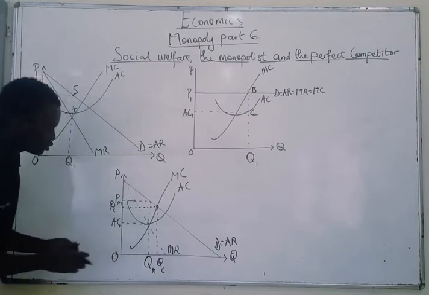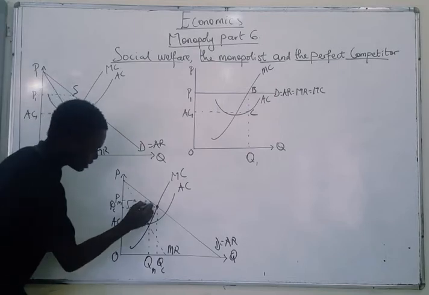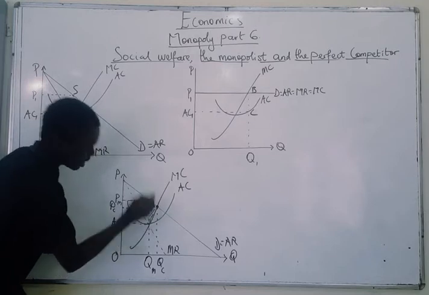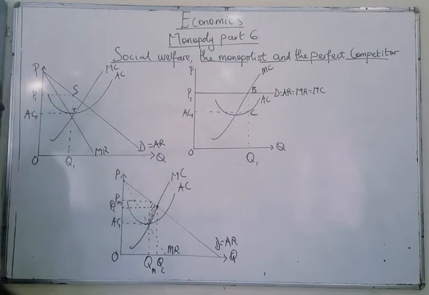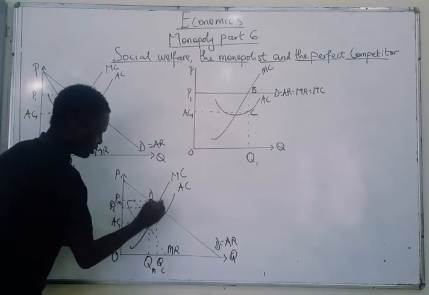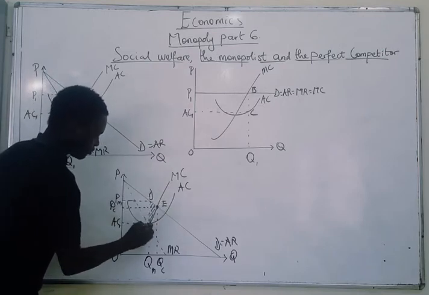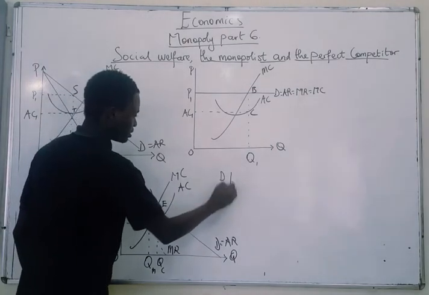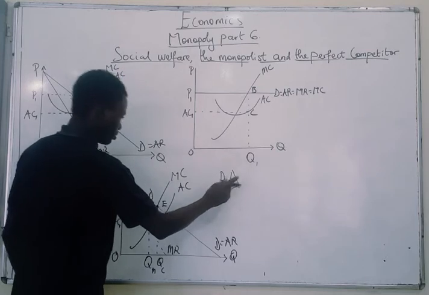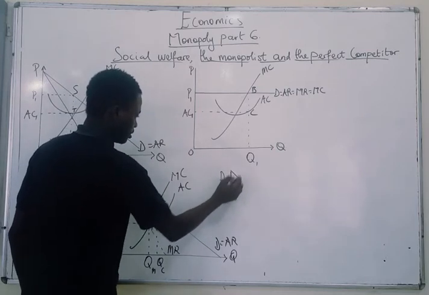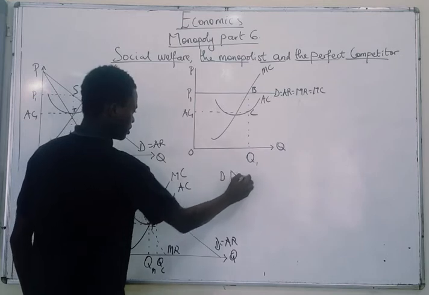There's something I'm going to do now. I'll shade this point. So there's a triangle there that is being shaded. I could call it triangle DEF. So we have a triangle DEF. What does that triangle represent?